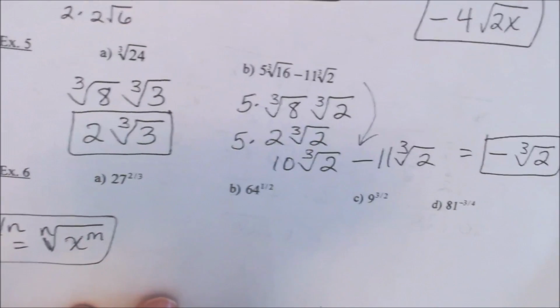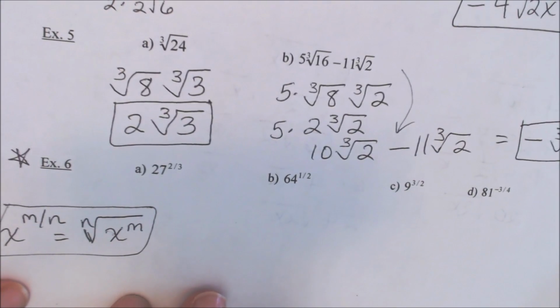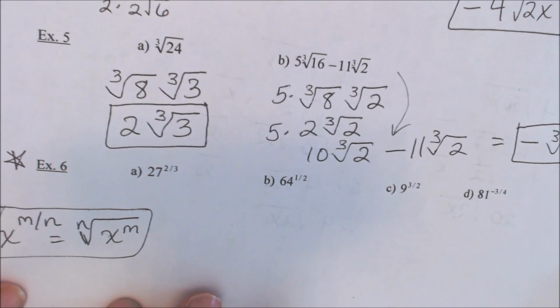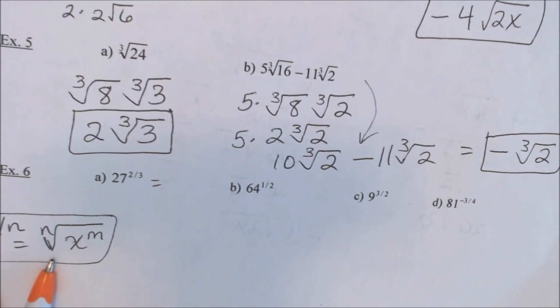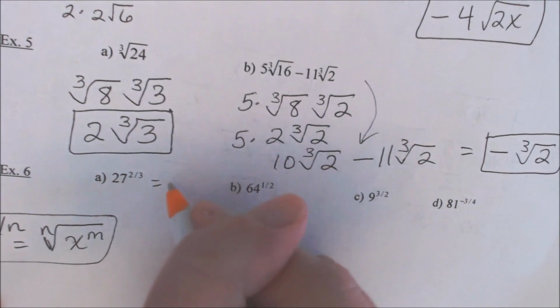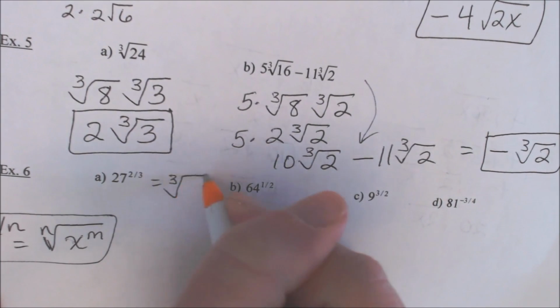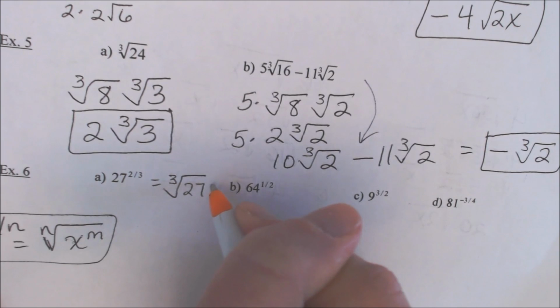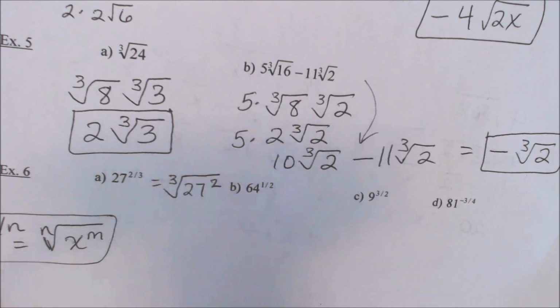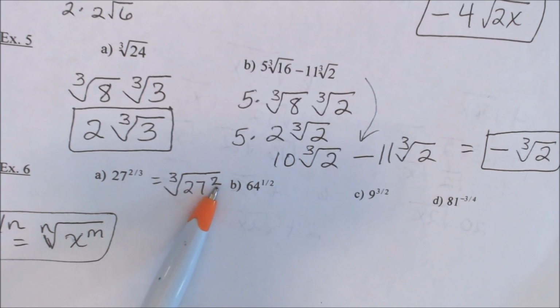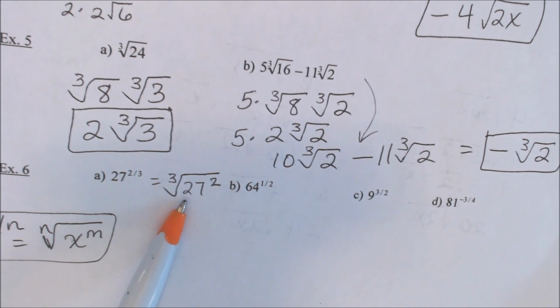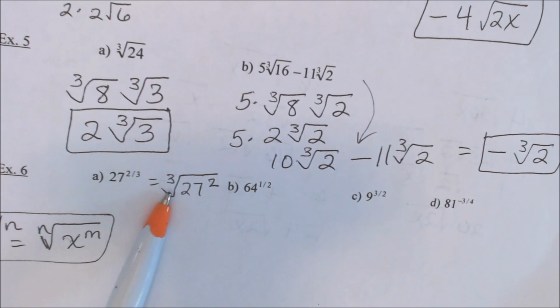So let's see how that applies to these problems. We have 27 to the 2/3 power. I'm going to first write that as a radical using this rule. The denominator becomes the index of the radical, so I have the cube root of 27 to the 2nd power. The nice thing is you can simplify this in one of two ways. You can either do the cube root of 27 first and then square that number, or you can square that number and then take the cube root.